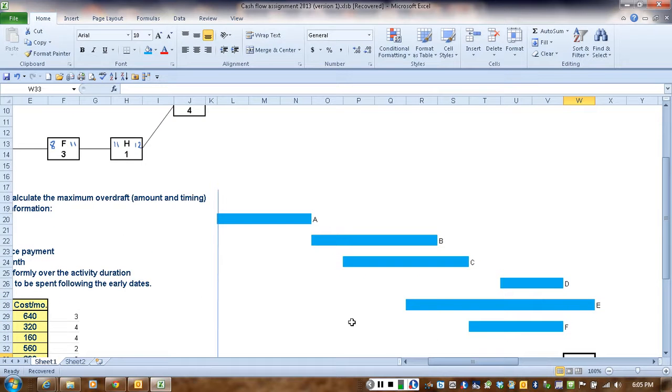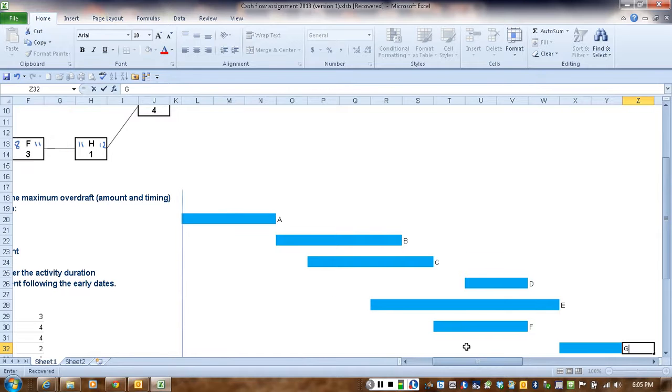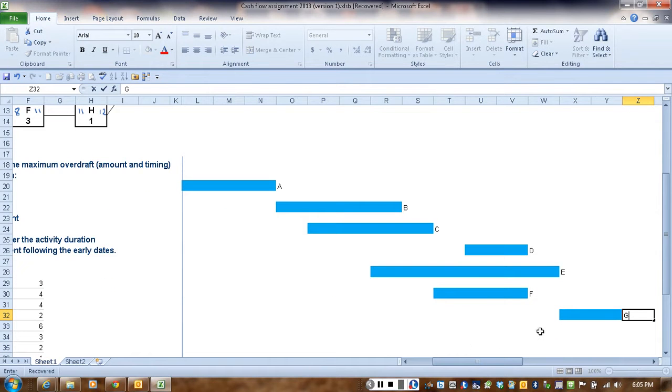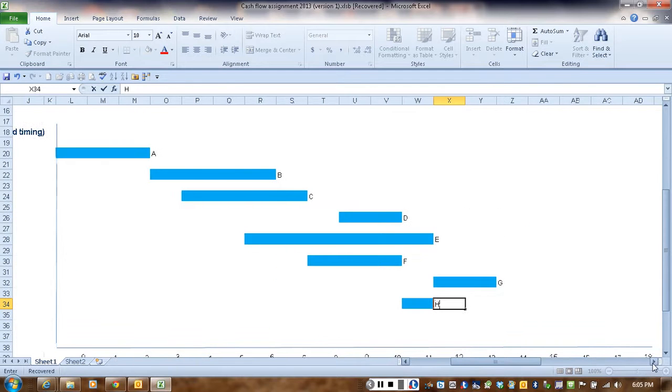G is going to be 12 to 14. G, 12 to 14. H, 11 to 12. And then I, 14 to 18. And that's I.